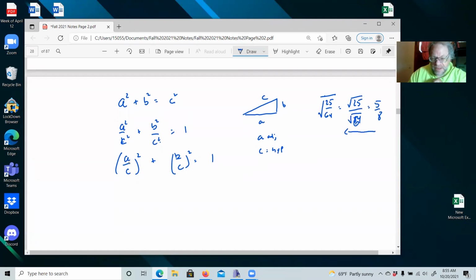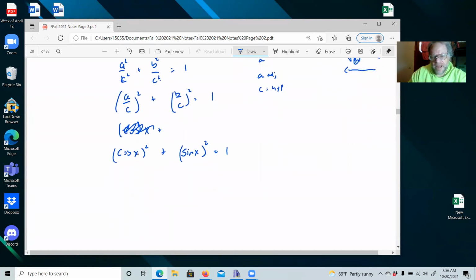Now, a is our adjacent side, c is our hypotenuse. What trig ratio is going to be the adjacent over the hypotenuse? That's going to be cosine. Cosine of an angle, squared. Plus b, which was sine. B over c is opposite over hypotenuse, so that's going to be plus sine x squared, and then we're just going to leave that as 1.